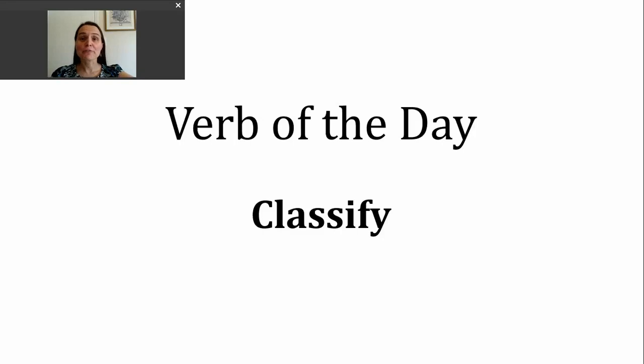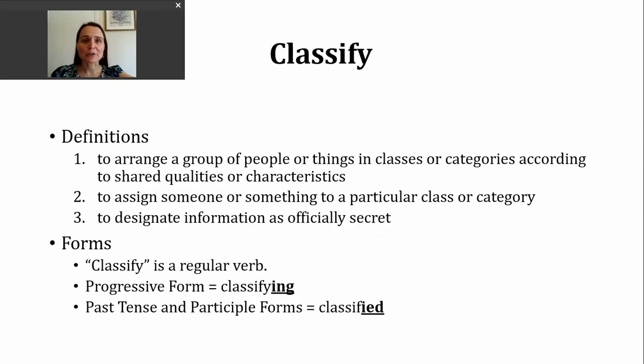It's time for another verb of the day. Today's verb is classify. Let's take a look at some of the ways we can use this verb.